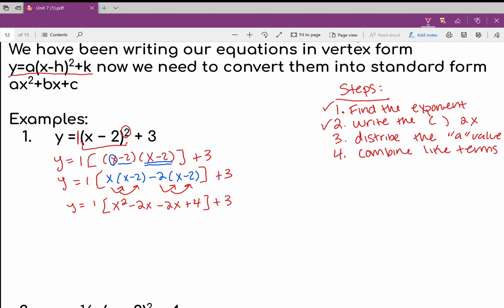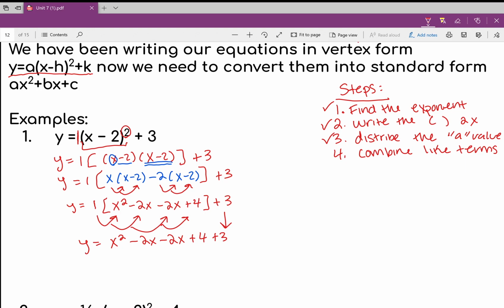Step 3 says distribute the a value. Our a value is right in the front, so we're going to distribute that 1. Remember, 1 times anything doesn't change. So we have y equals 1 times x squared, which is x squared, 1 times negative 2x, which is negative 2x, 1 times negative 2x, negative 2x, and 1 times 4, which is 4. Then I bring down that plus 3. That's step 3, check.